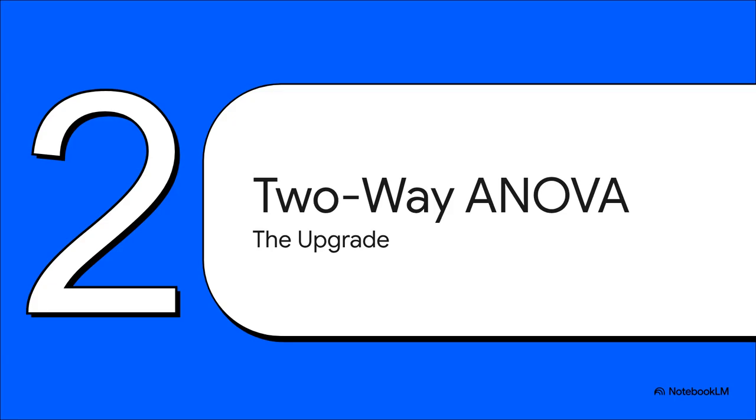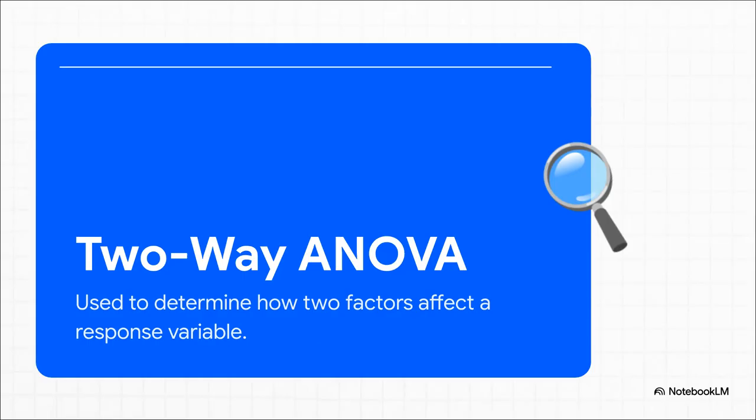But let's be real. The world is rarely that simple, right? What happens when you suspect that 2 different things might be influencing your outcome? Well, that's when you need an upgrade. It's time for the two-way ANOVA. And just like before, the name gives it away. A two-way ANOVA lets you examine the influence of 2 different factors on a single outcome. This is where things get really interesting, because most effects in the real world have more than one cause.